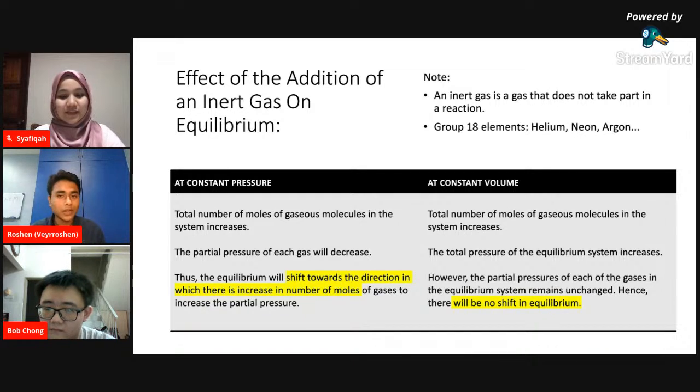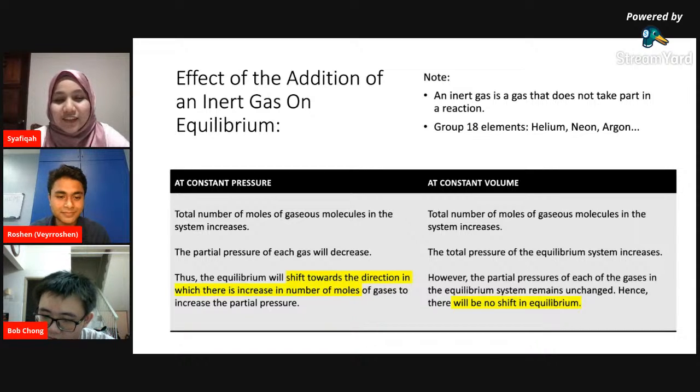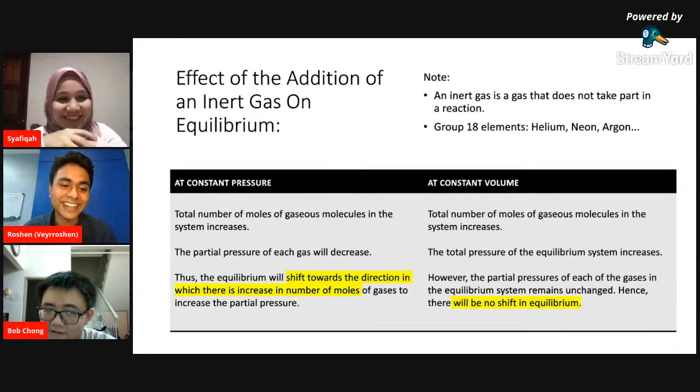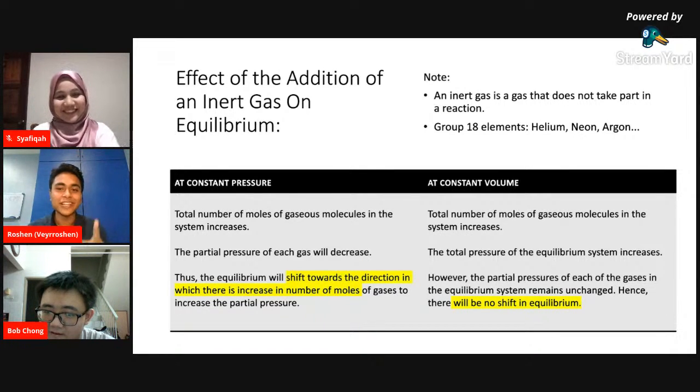So what will happen? What will actually happen, Shaf? What do you think will happen? What do you think? Don't know. Veyrroshen is smart, so it seems like he doesn't know. Don't know, right? Okay, so as usual, it will try to balance. So it will either shift somewhere to balance. So which direction will it shift?